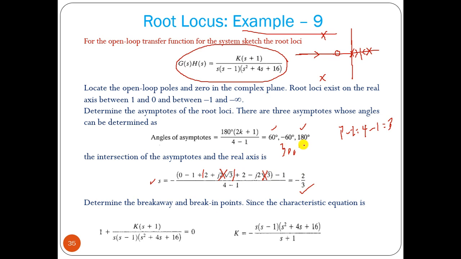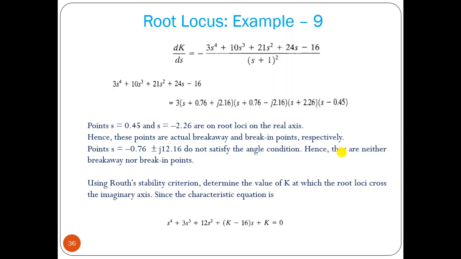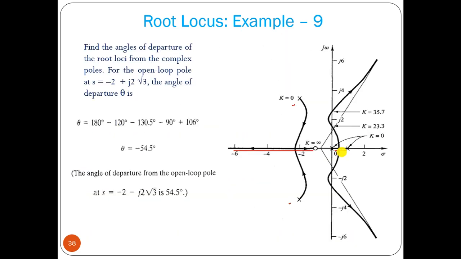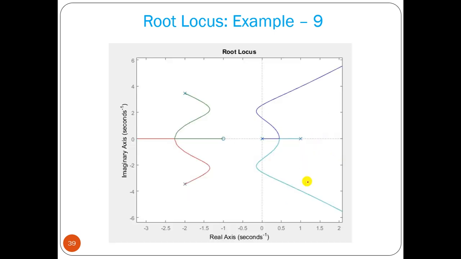3 lines. So minus 2 by 3 means it is less than 1. Okay, 0. So somewhere here, that is the centroid, and we will have these 3 points. Let us check that. See, this is the centroid, and we have 3 asymptotes at that angle, 60, 180, 300.